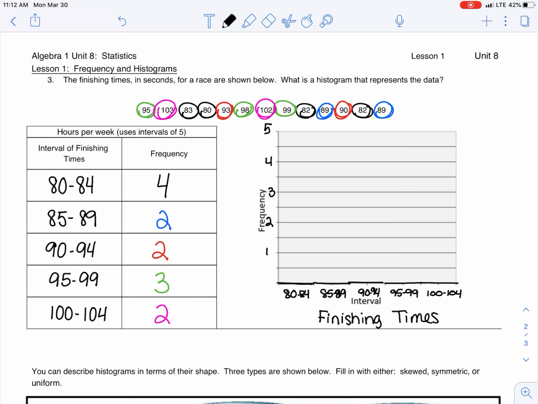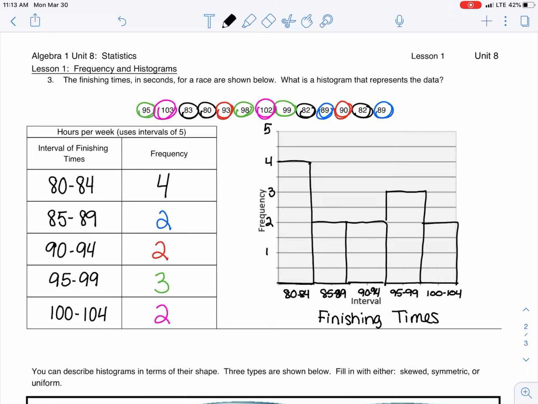So if we look at 80 to 84, we have 4 numbers between 80 and 84. Then we have 85 to 89, and we have 2 of those. 90 to 94, we also have 2. 95 to 99, we have 3. And 100 to 104, we end up with 2. Again, you can leave the bars blank or you can shade them in. It doesn't matter. I'm just going to leave them blank this time. But that is our histogram for finishing times.